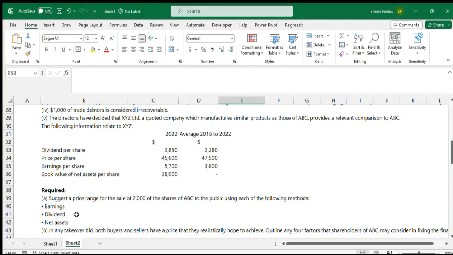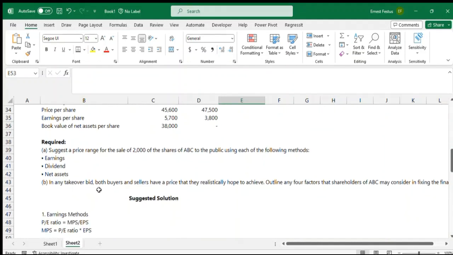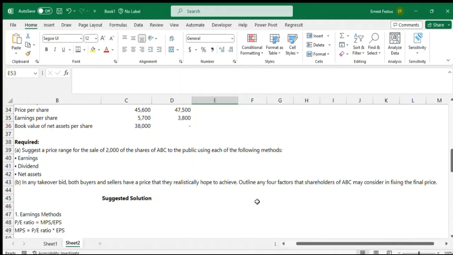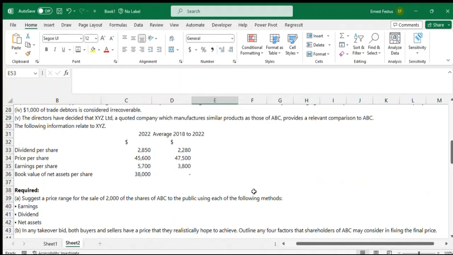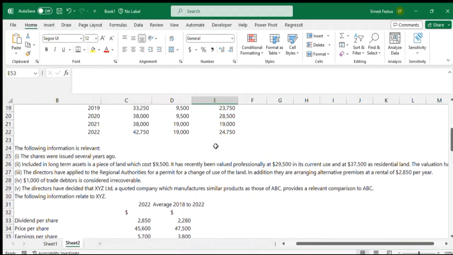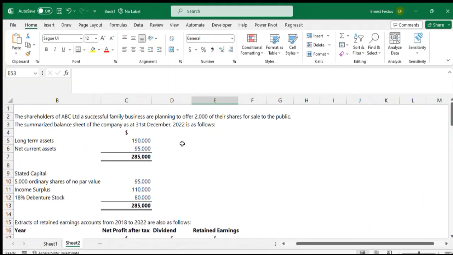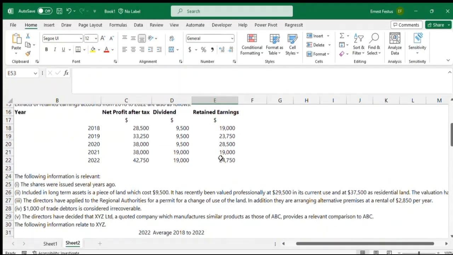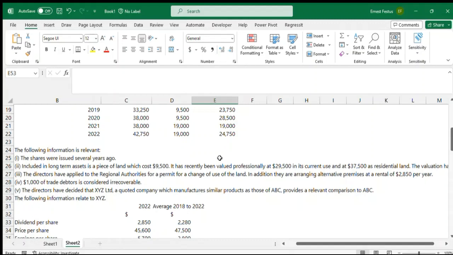And then the second part of the question asked us to outline any 4 factors that the shareholders of ABC may consider in fixing the final price. Alright, so some of the factors that we may consider are, 1, whether the business is a going concern. Now this is a going concern business because the business owns 5,000 shares. We are just trying to sell an additional 2,000, or we want to issue an additional 2,000 shares, and so we would consider whether the business is a going concern.